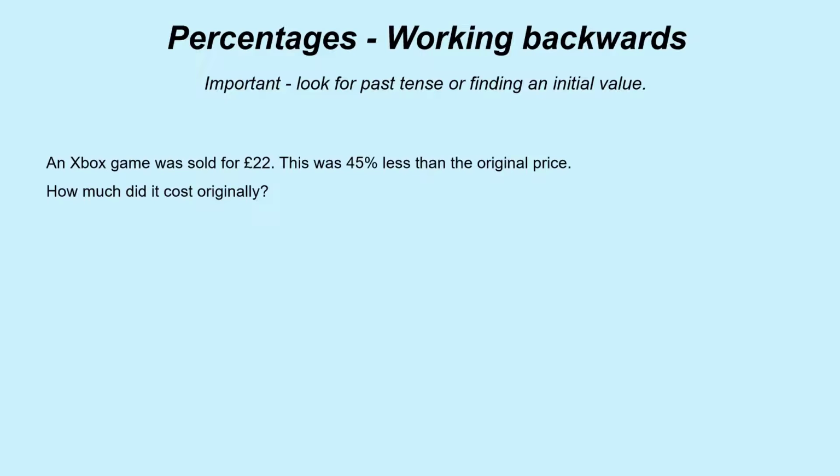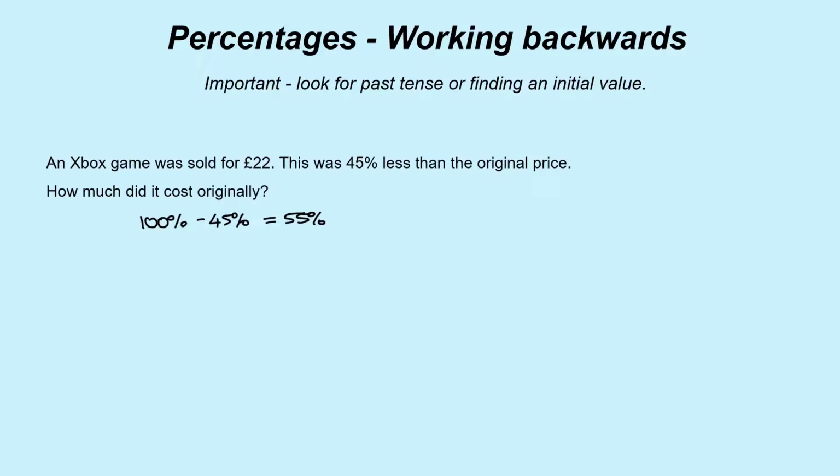So we've got to start thinking about what this game was worth as a percentage when it was sold. If we start off with 100%, which was the original price, and that's what we're looking to work our way back towards, we take away the 45% that it dropped. That tells us that the game, when it was sold, was worth 55% of the original value.